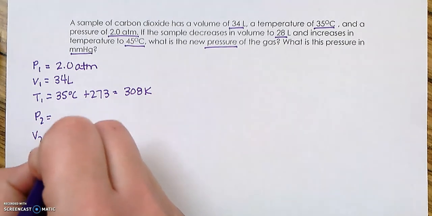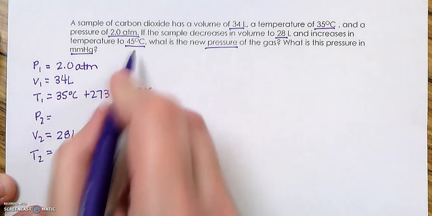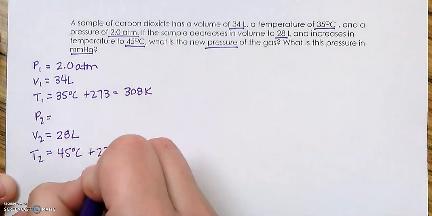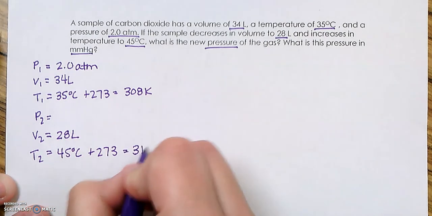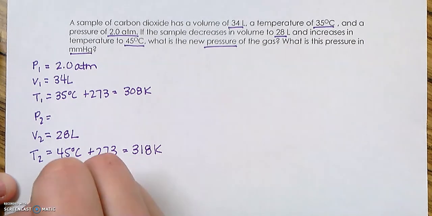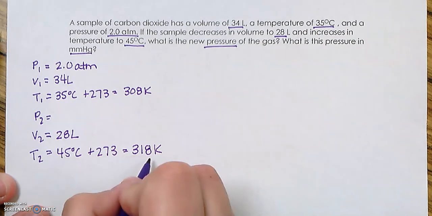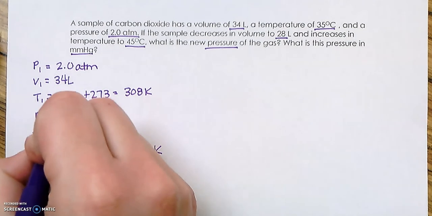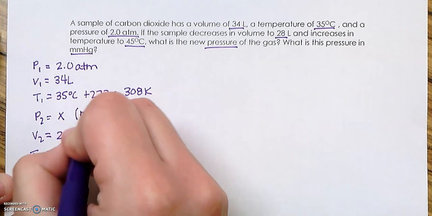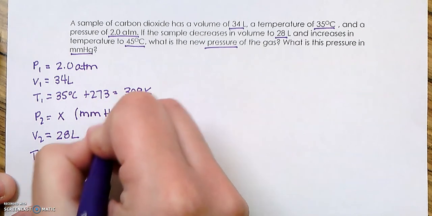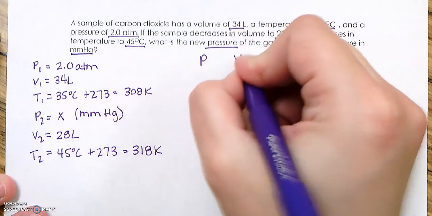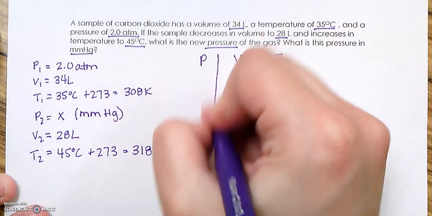V2 is going to be 28 liters. 45 degrees Celsius. Again, we need to change that. It's 318 Kelvin. Once again, our ones places are both significant, so I can keep to my ones place there. And I'm looking for this new pressure. And then I'm going to put myself a reminder here that I want it in millimeters of mercury. So let's go ahead and make our table. This time we have three parts to our table.